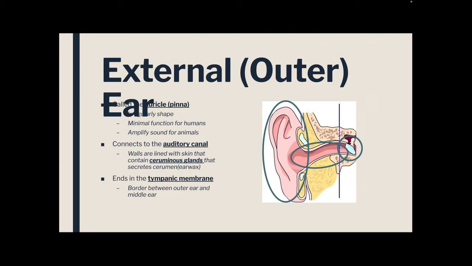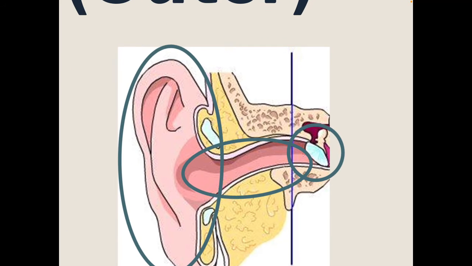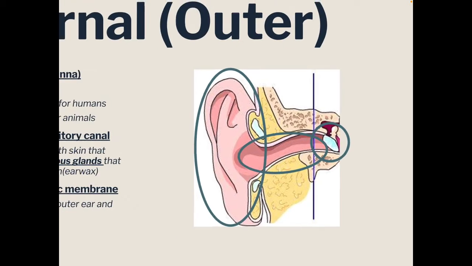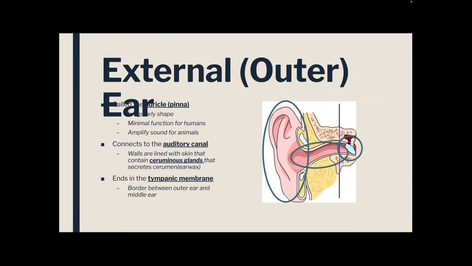And then, once you go from your auricle to your auditory canal, the next thing is your tympanic membrane. Your tympanic membrane is this little turquoise thing that you see right there, also known as your eardrum. This is what will actually vibrate when sound waves hit it, and help you to hear different sounds. The tympanic membrane, or your eardrum, is going to separate your outer and your middle ear.